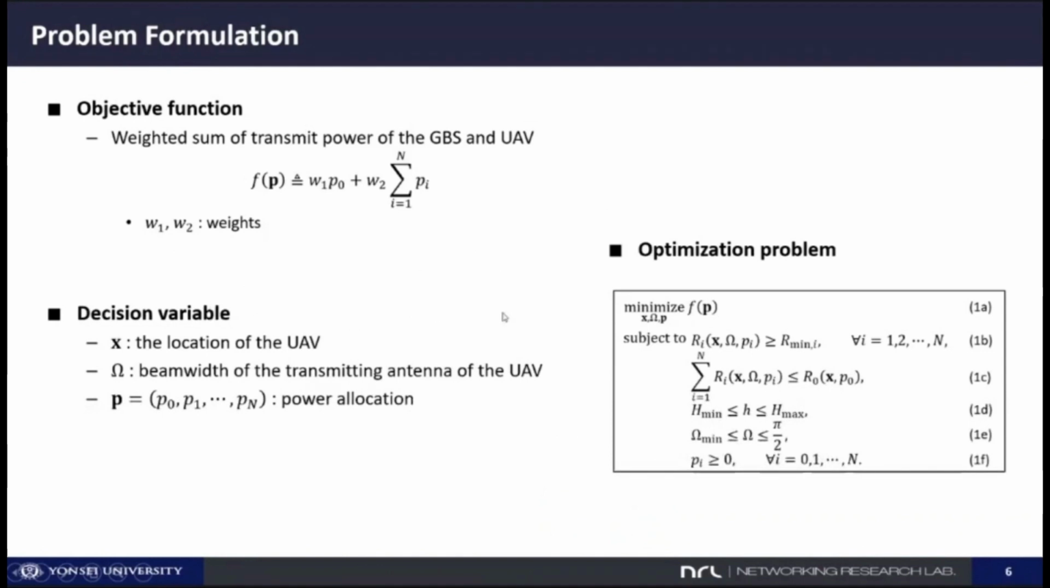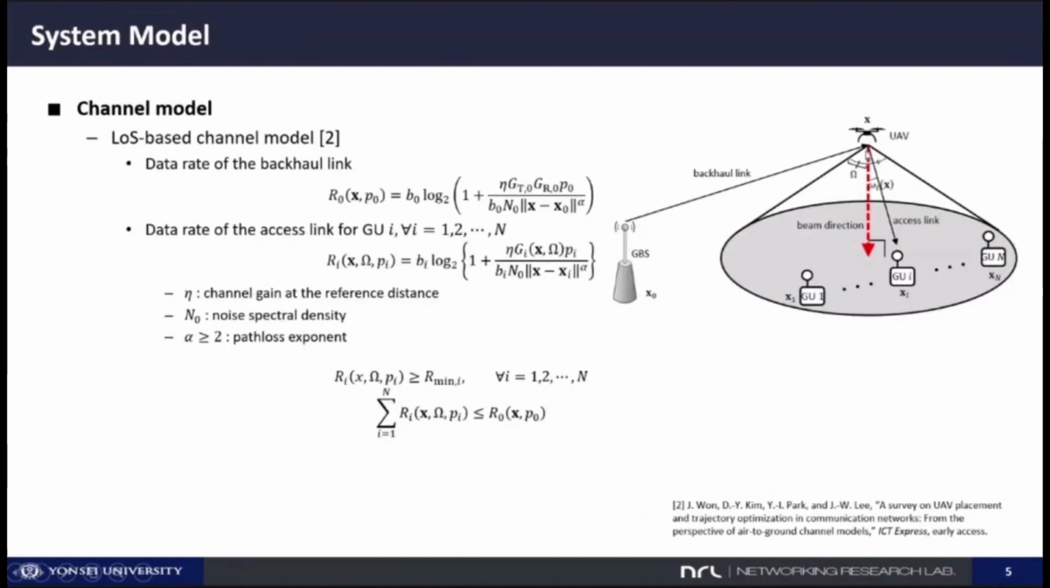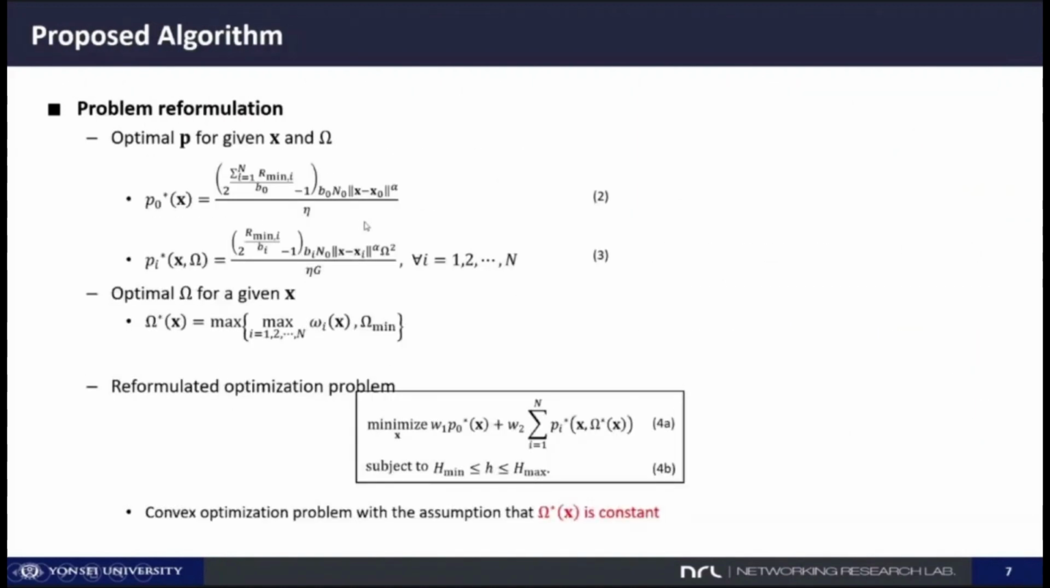and also we can observe that the optimal beam width for a given location of the UAV is determined by the furthest user from the UAV. So we can formulate the optimal beam width omega star like this. And based on these formulas, we can reformulate our optimization problem as this. So the control variable remains only X, and we substitute P and omega as the optimal values, P star and omega star.